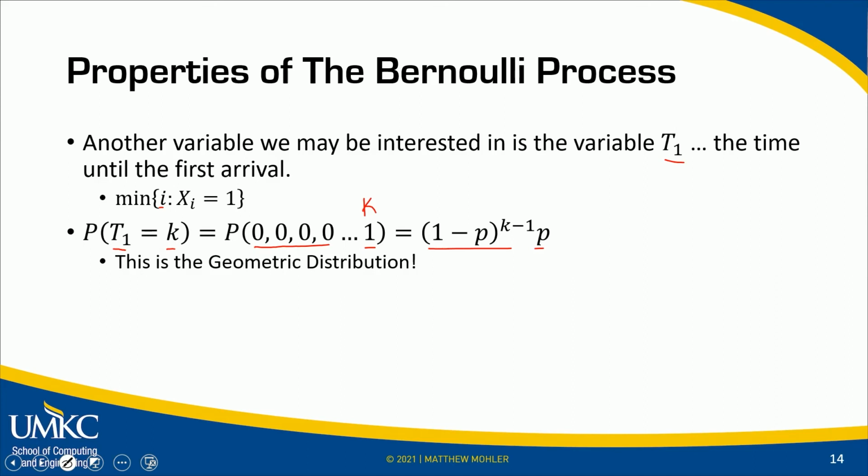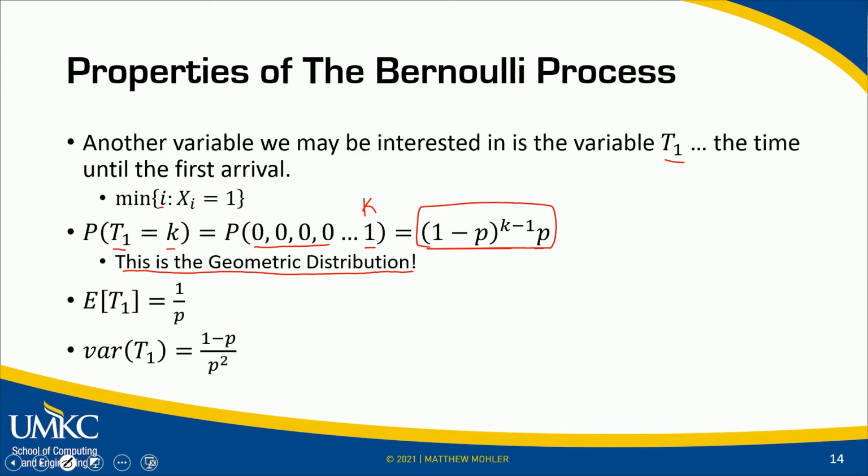Now, you may recognize this formula, 1 minus p to the k minus 1 multiplied by p, and recognize that this is just the geometric distribution, something that we've also covered as a random variable. Given that this is a geometric distribution, we can pull the expected value and variance straight from our definitions for a geometric random variable. We would find that the expected value of t sub 1 is just 1 over p, and that the variance of t sub 1 is 1 minus p divided by p squared. Again, these pull straight from our definitions of a geometric random variable that we covered back in our discussion of discrete random variables.